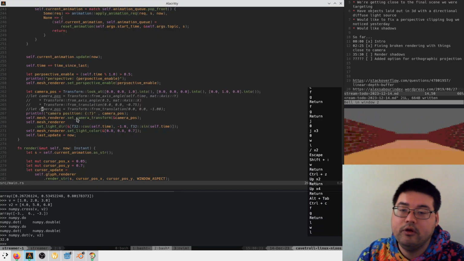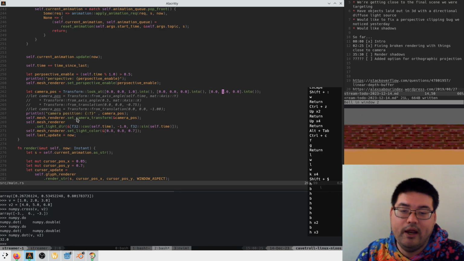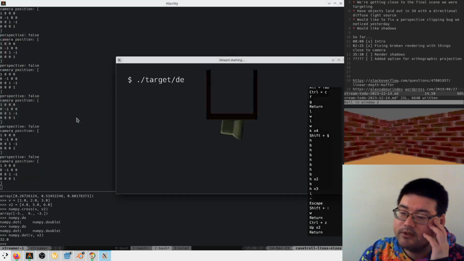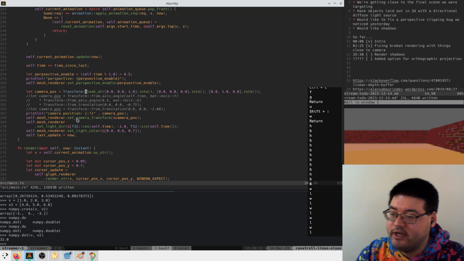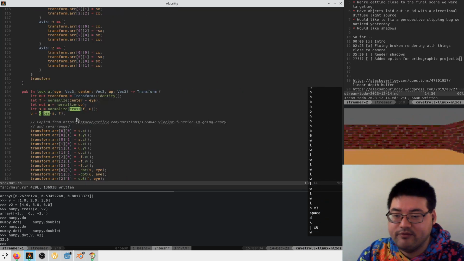Close. Maybe if we invert Y as well here, then we get the expected results. No. I think it is. There is some left-handedness, right-handedness that we have to account for in here.